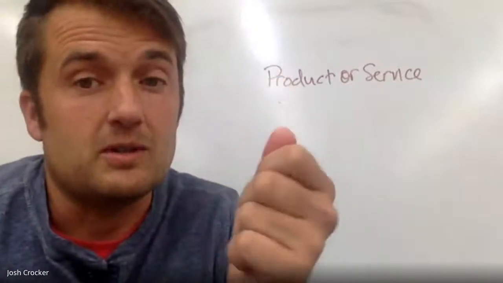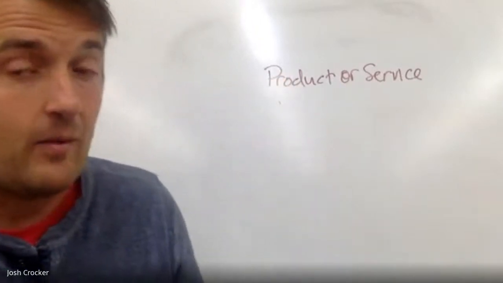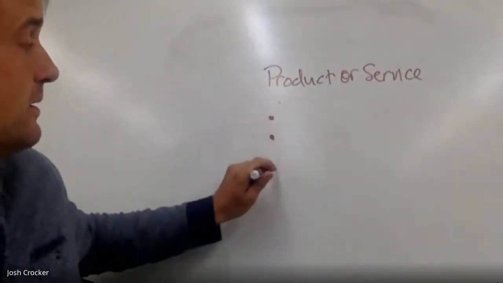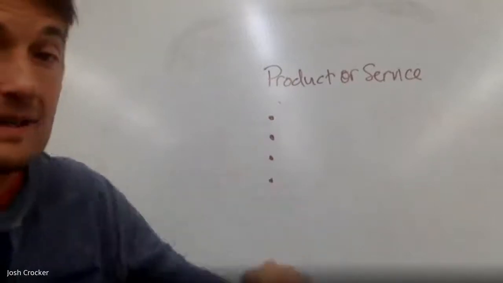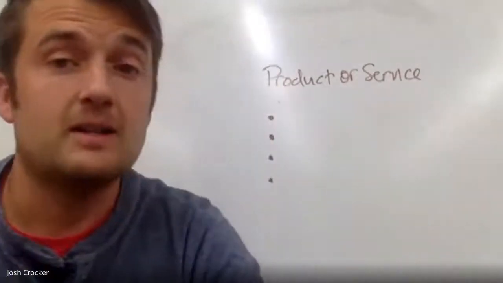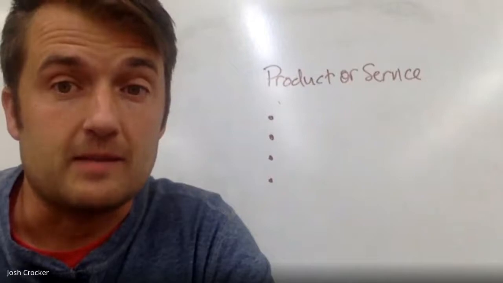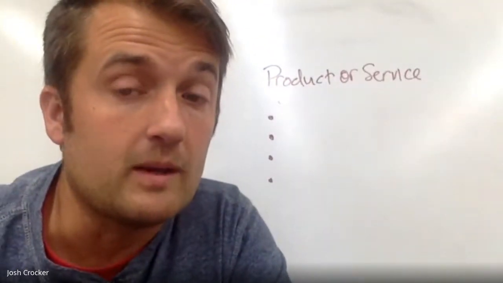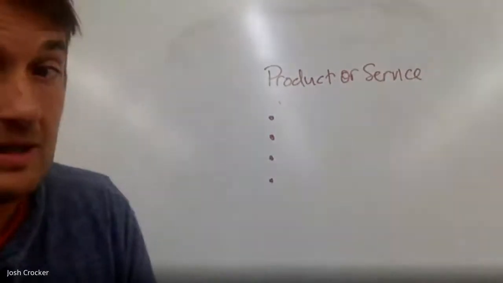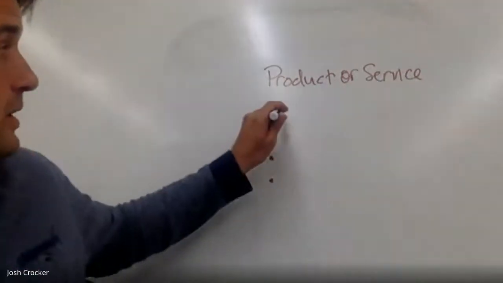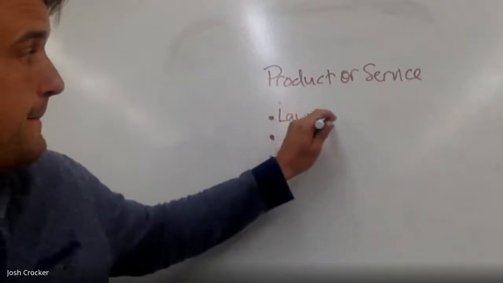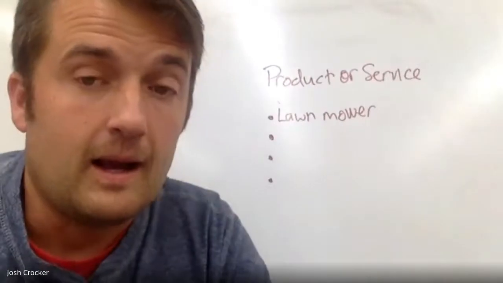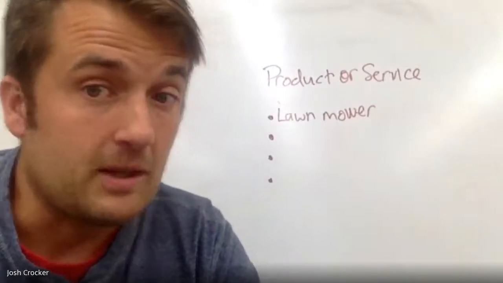And then here's what I want you to do. Once you have that idea, I want you to come up with at least 4 expenses. Okay. So I'll go through this with a couple of examples here. All right. Let's just say that I am going to start a lawn mowing business. Okay. So expenses. I'm going to need a lawnmower. Okay. I am going to need gas for my lawnmower.